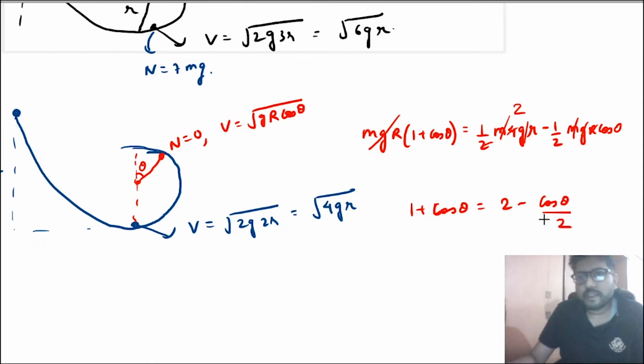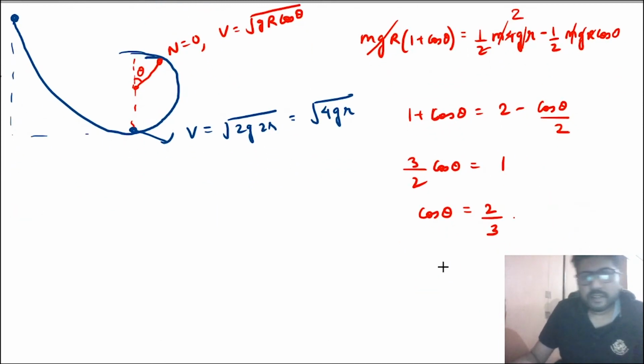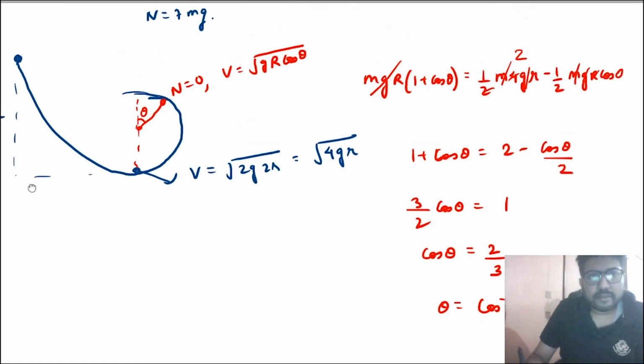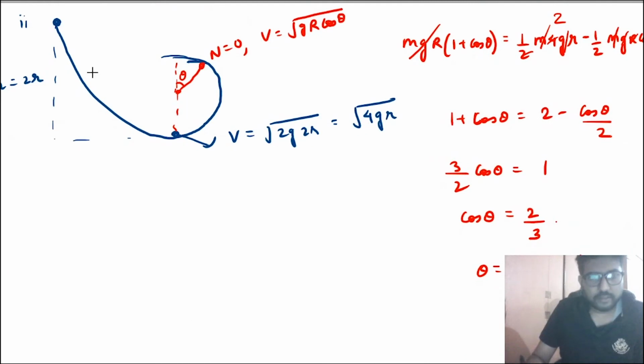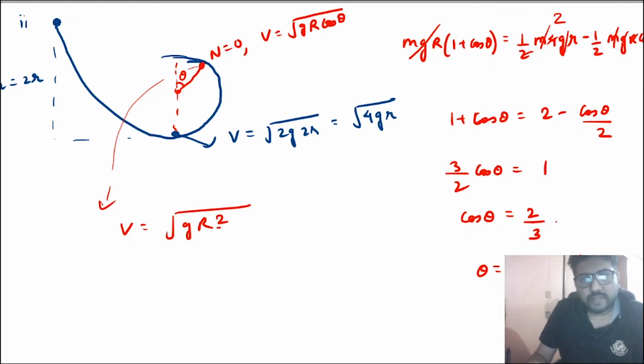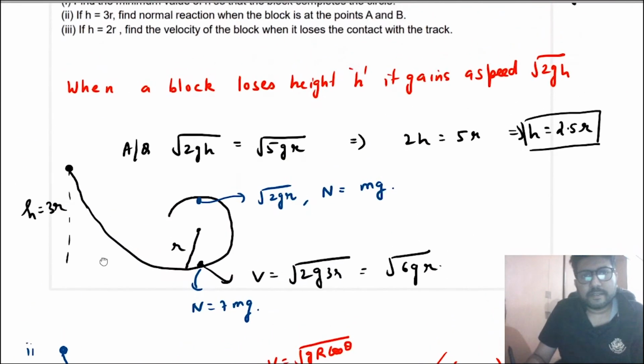So from this you will get 3 by 2 cos theta is equal to 1, or you will get cos theta is equal to 2 by 3. So theta is equal to cos inverse 2 by 3. So at this point the block will lose contact with the surface. Now they have asked you what is the speed at this point, right? The speed at this point you know is root gr cos theta. So the speed at this point, with cos theta as 2 by 3, is root 2gr by 3. Okay.